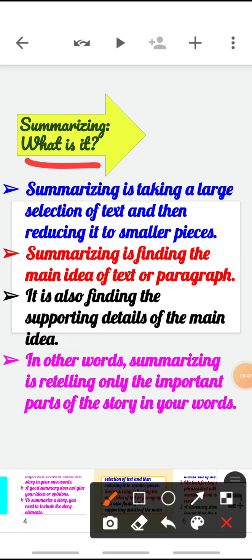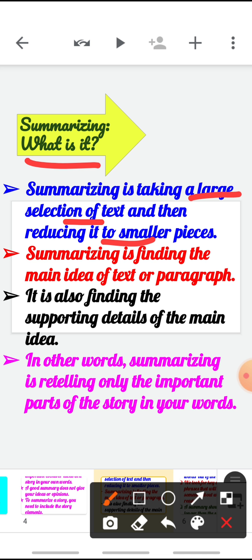Now, what is summarizing? Summarizing is taking a large selection of text and then reducing it to smaller pieces. That means you take a whole story, and if someone asks you to summarize it, you just reduce it to smaller pieces, or write it down in a shorter version, right?